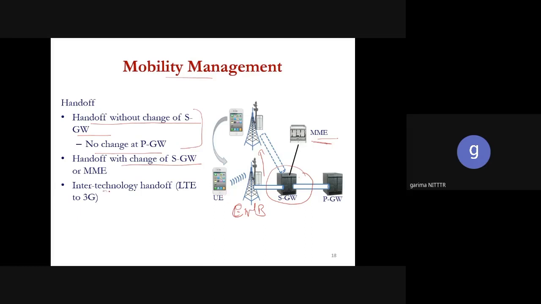And finally, the inter-technology handoff. Inter-technology handoff means you are moving from one technology to another. You are using a 3G connection, and now you are moving towards a 4G network area, so you have an inter-technology handoff. In future, it will be from 4G to 5G, or 5G to 4G. So we have different types of mobility management requirements as per the architecture.